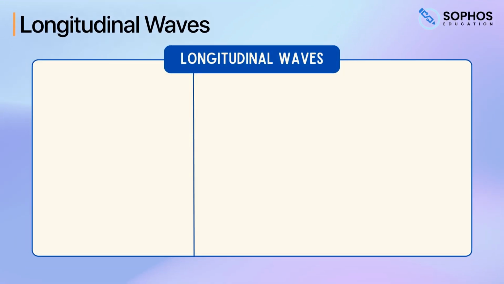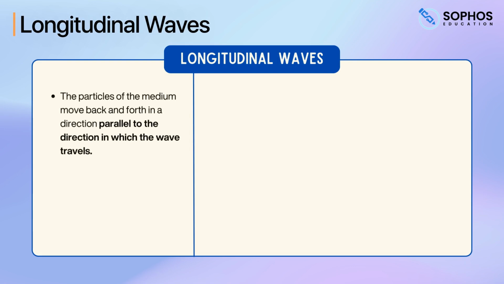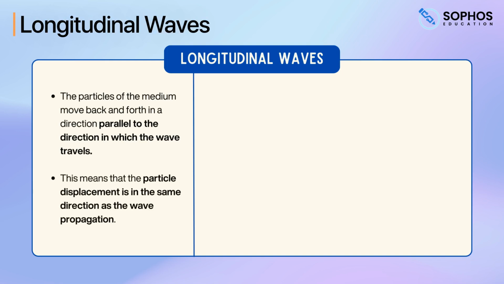In a longitudinal wave, the particles of the medium move back and forth in a direction parallel to the direction in which the wave travels. This means that the particle displacement is in the same direction as the wave propagation.